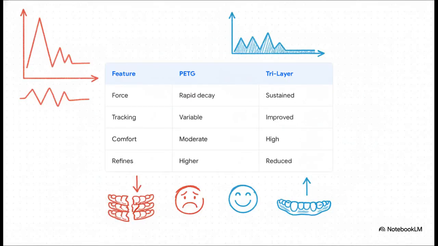So the crucial point is really clear when we look at the objective clinical comparison. Single-layer PETG gives you that high initial force spike, followed by rapid decay. The tri-layer architecture, that gives you sustained, consistent force. PETG tracking can be super variable, but tri-layer tracking is significantly improved. Ultimately, the tri-layer system gives you enhanced crack resistance, lower insertion force, and a significantly reduced frequency of refinements. The whole point of the tri-layer system is to keep the case on track, from day one of the tray all the way to the end of the wear cycle.